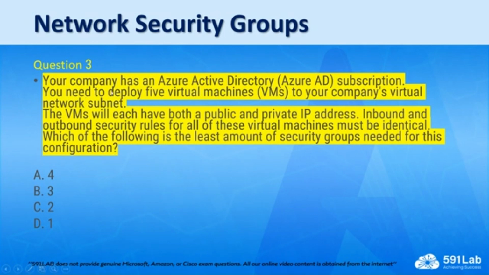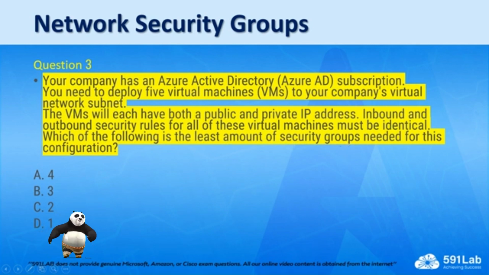It's saying the VMs will each have both public and private IPs. Inbound and outbound security rules for all these virtual machines must be identical. Which of the following is the least amount of security groups for this configuration?